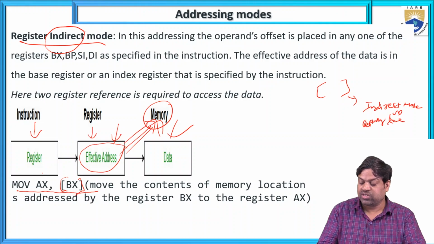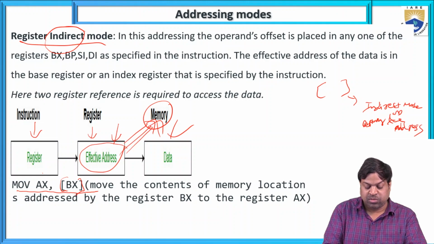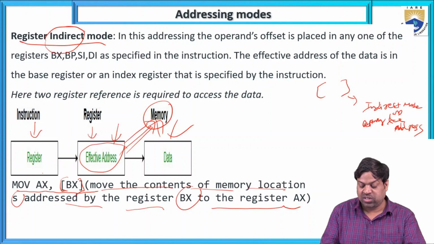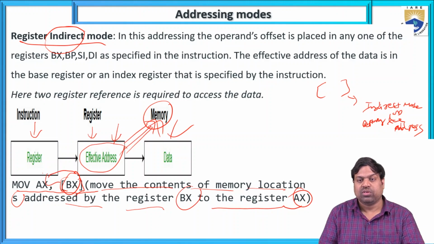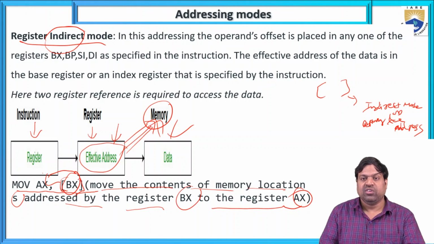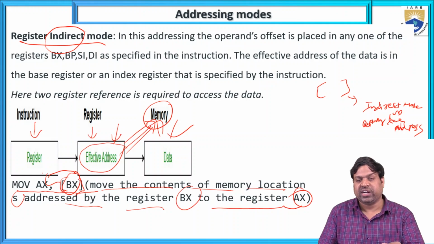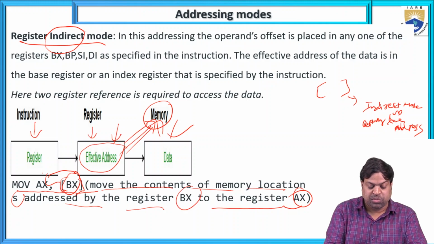Or defining the address. So MOV AX, [BX] means move the contents of the memory location addressed by the register BX to the register AX. Are the BX values stored in AX directly? No. Here BX is defining the address. In that address the data is there, and that data is stored in the AX register. That is the indirect addressing mode. We define it with brackets. So in the register indirect mode, I need instruction, register, then memory.